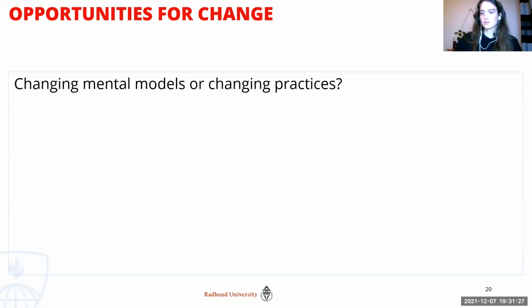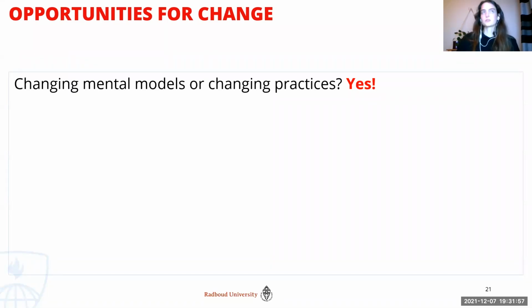Now this iceberg model always raises the question: if those mental models are so important, does that mean that we have to change them and not the other layers of the iceberg? Or should we change the events and then hope it has a trickle-down effect? What is the order? Changing mental models in order to change practices, or the other way around? And the answer is yes. It's not one or the other.